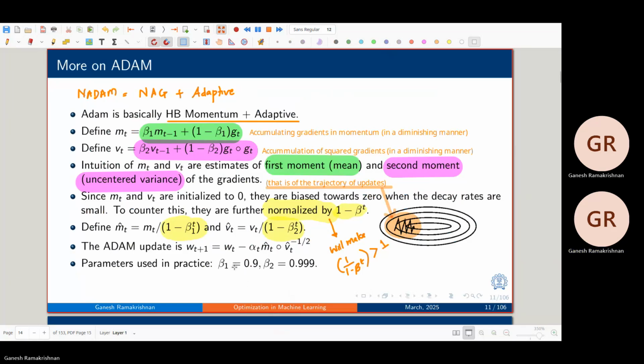So look at this definition. VT is beta 2 into VT minus 1 plus 1 minus beta 2 GT into GT. Now it's possible that the gradient term can be negative. The GT can become dominant. It's the element-wise product of GTs. But also note that these are getting dampened. This is GT into GT square.